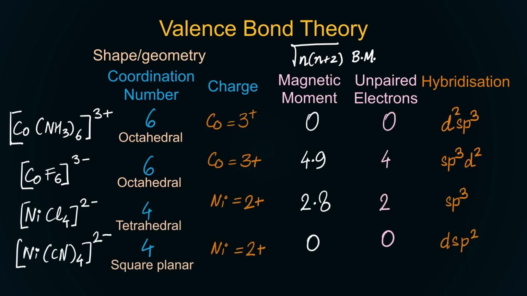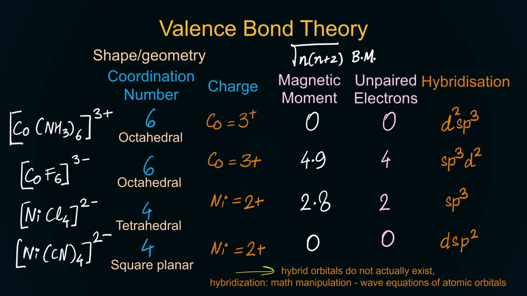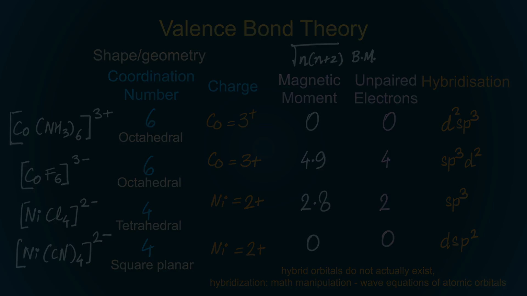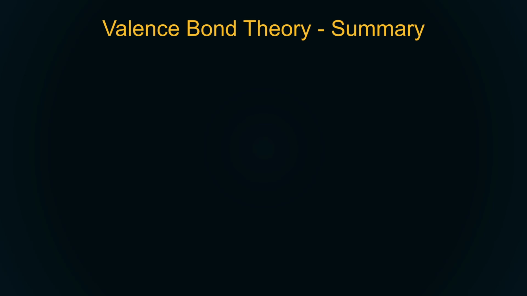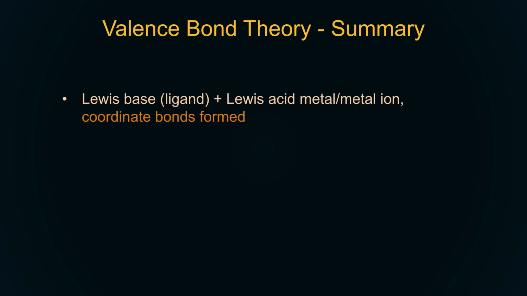Let's summarize all of them together. Remember, hybrid orbitals don't actually exist. They're some mathematical manipulation, wave equations of atomic orbitals and all of that. We're quickly going to summarize the valence bond theory, and then we will go on to look at the limitations, which is important. We've done this before, but if you haven't seen that video, we'll do it one more time.